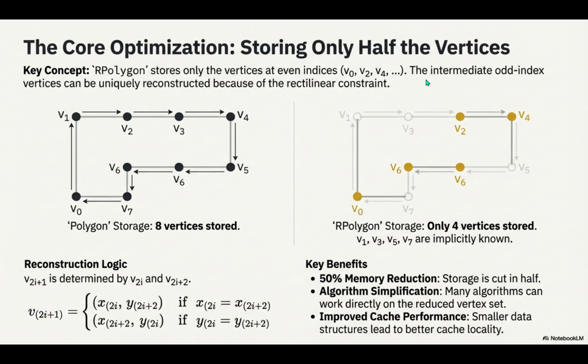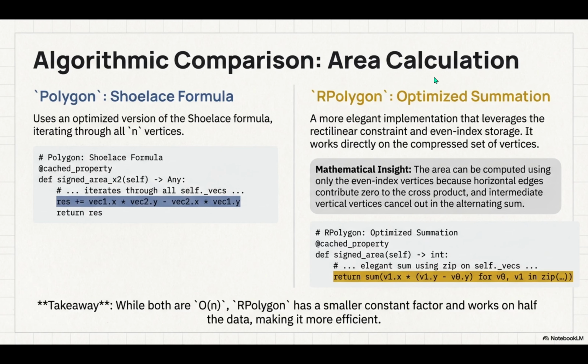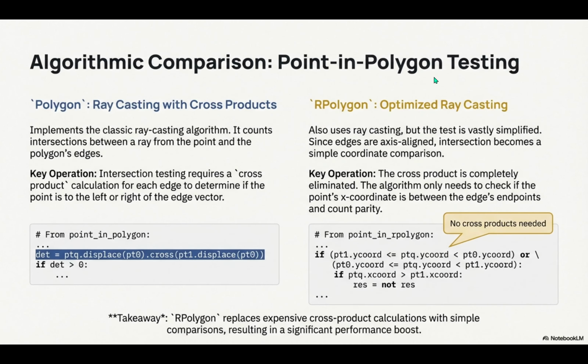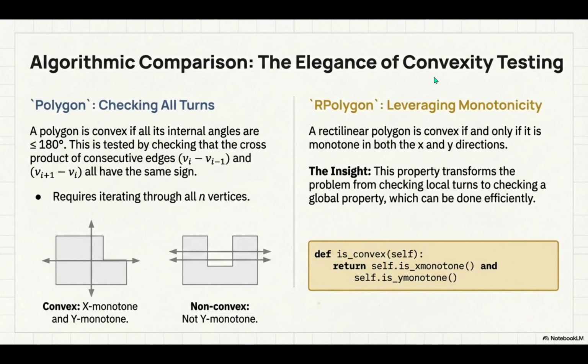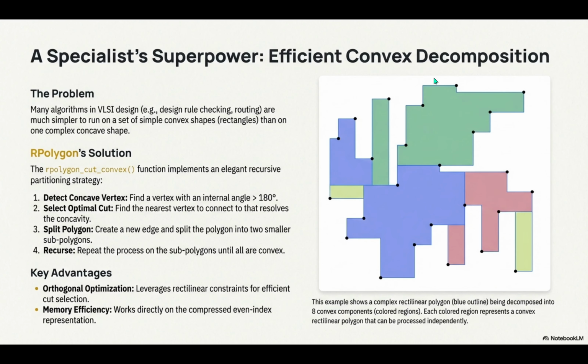Okay? Think about the sequence of edges. If one edge is horizontal, the next one must be vertical. If that one's vertical, the next must be horizontal. They just alternate perpetually. Right, so horizontal then vertical, H, V, H, V. Right. Now consider three sequential vertices, V0, V1, and V2. To define a general polygon, you need to store all three pairs, X0, Y0, X1, Y1, and X2, Y2. That's 6 numbers. Okay, 6 numbers.